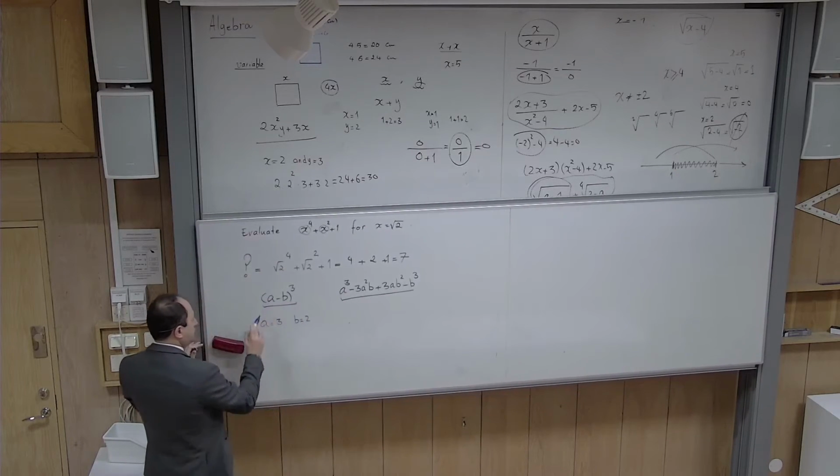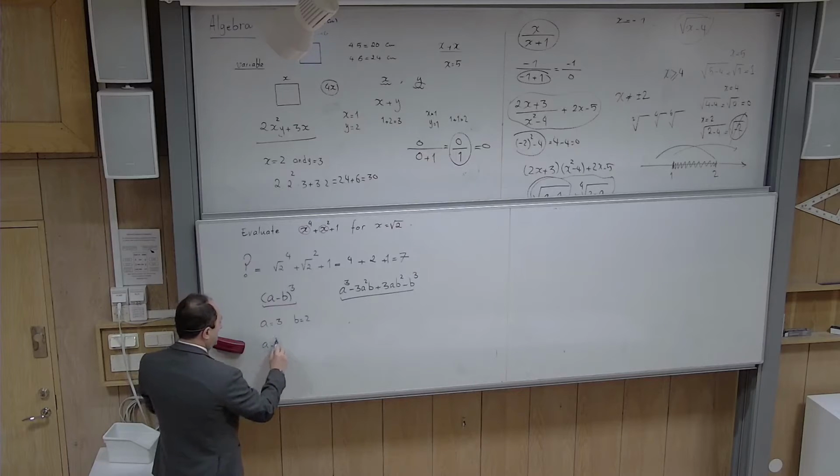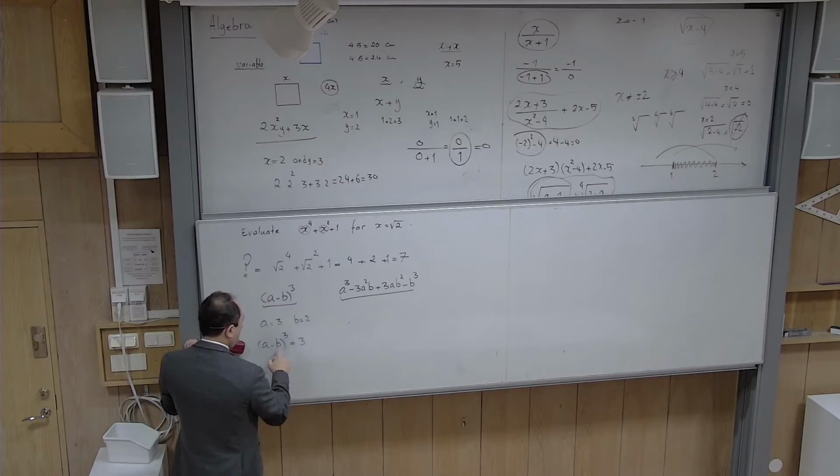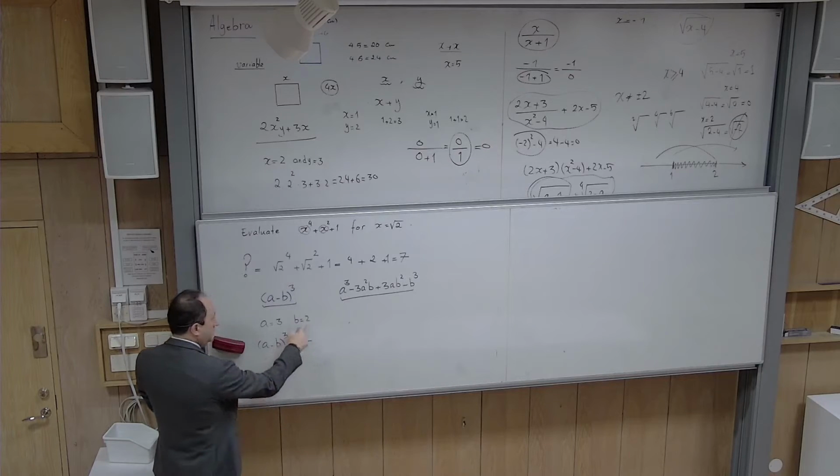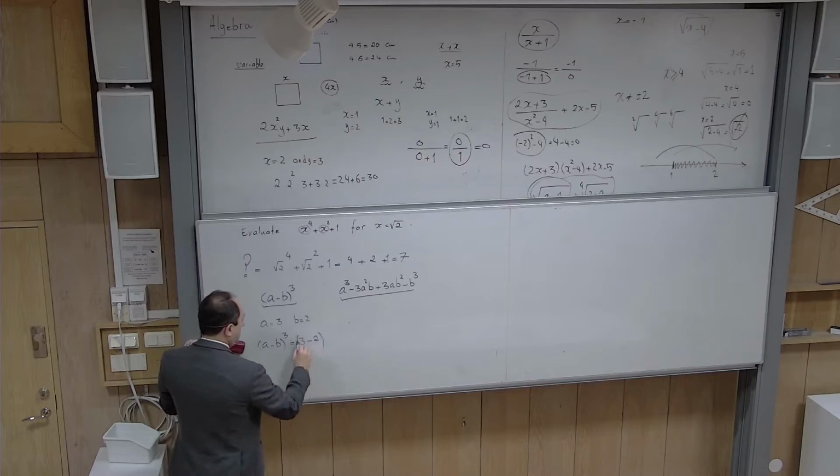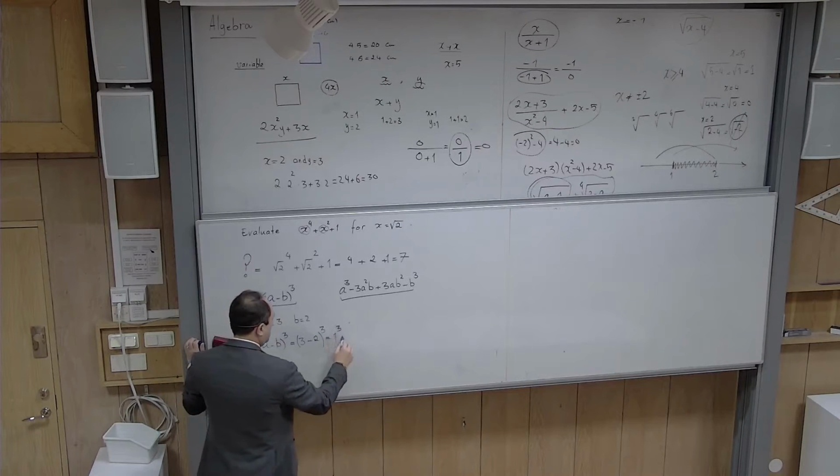So the first question here, (a minus b) to power 3 is equal to, instead of a, I put 3. So this becomes 3 minus, instead of b, I put 2. And then I calculate this. So what is the answer? It's 1 to the power of 3, and the answer is 1.